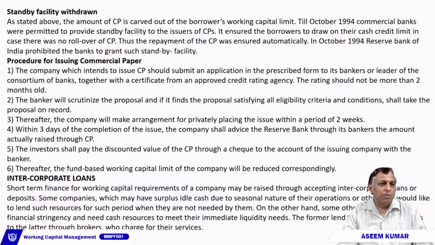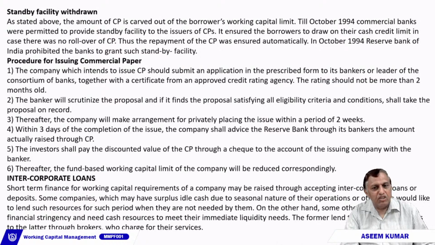Procedure for issuing commercial paper. The company which intends to issue commercial paper should submit an application in the prescribed form to the banker or lender of the consortium of banks, together with a certificate from an approved credit rating agency. The rating should not be more than 2 months old. The banker will scrutinize the proposal. If it finds the proposal satisfying all eligibility criteria and conditions, it shall take the proposal on record.